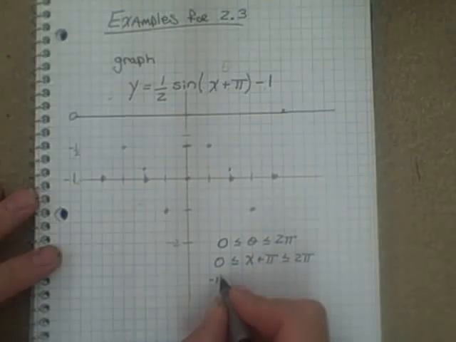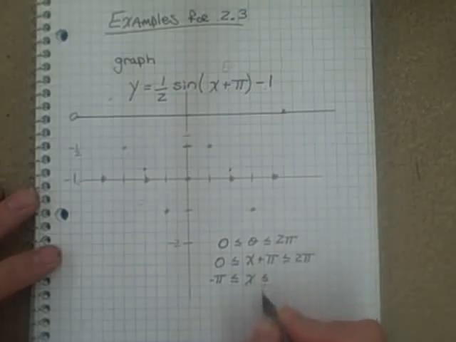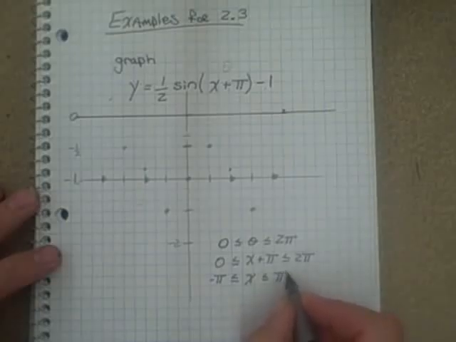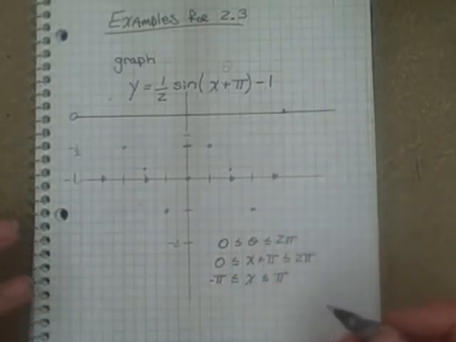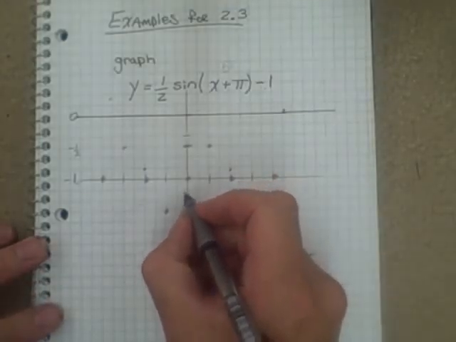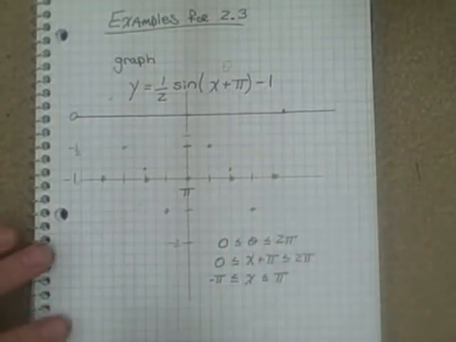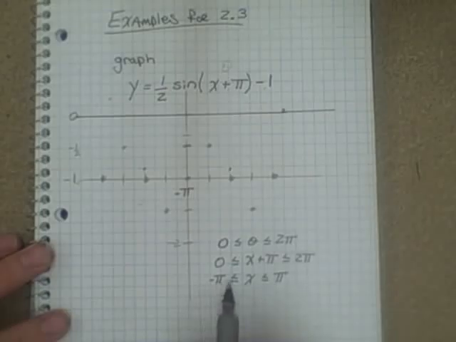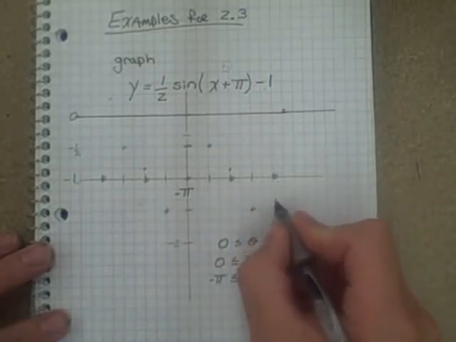So -pi, x, subtract pi. 2 pi, subtract pi is still pi. So our period is actually pi. So at this point, here now we can put in our points. There's -pi, pardon me, right there at where our normal 0 would be, and where our normal 2 pi would be becomes pi out here. Out here on this one.